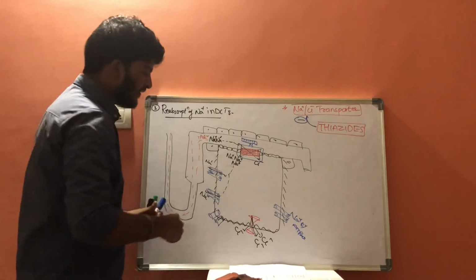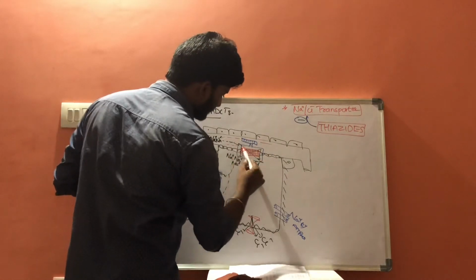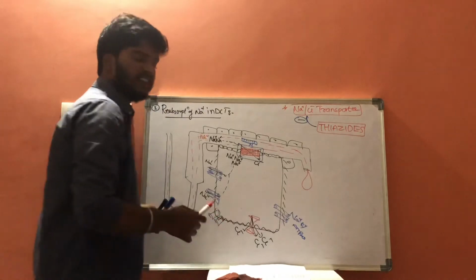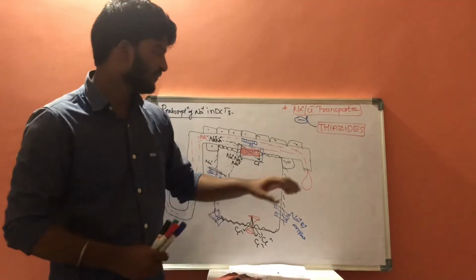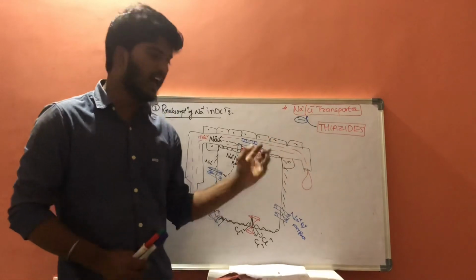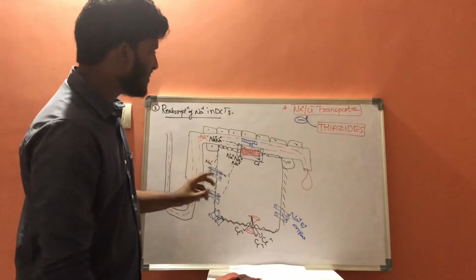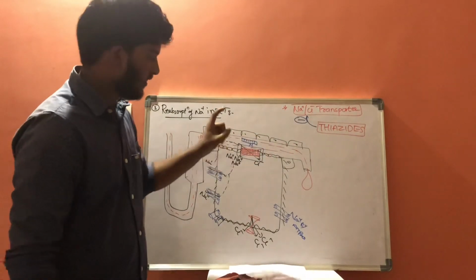So if the sodium fails to reabsorb, it will move in this manner and be present in the urine. So it increases the concentration of sodium within the urine, and increases the volume of the urine. So in this way, thiazides are used for blocking the sodium chloride co-transporters.